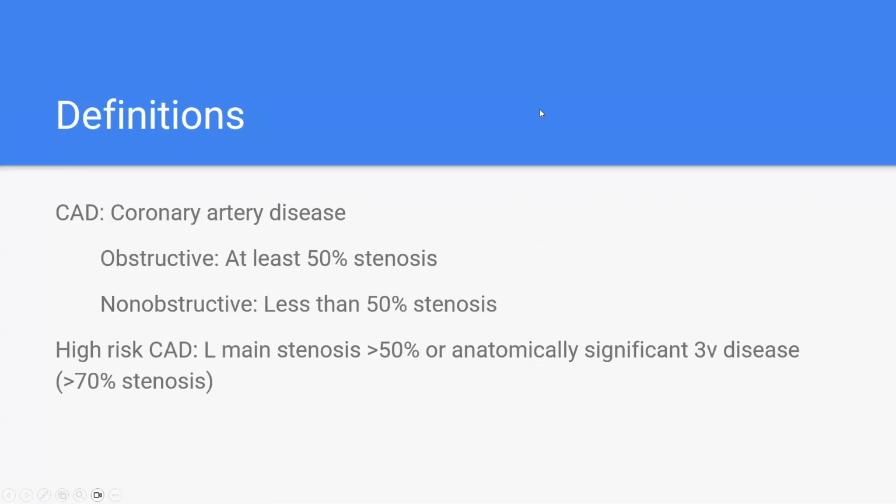Some definitions. When I say CAD, coronary artery disease, the guidelines, these may be different elsewhere, but in the guidelines, they say obstructive CAD is at least 50% stenosis, and non-obstructive is less than that. High-risk CAD refers to when we have that 50% stenosis in the left main or 3-vessel disease.